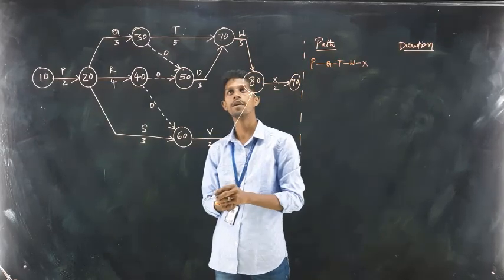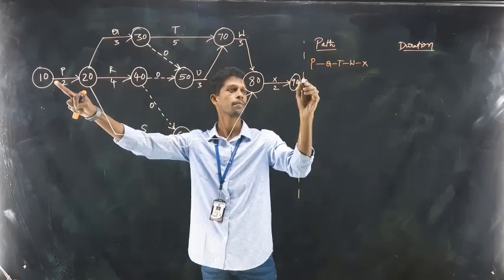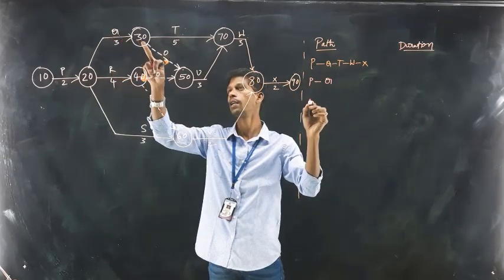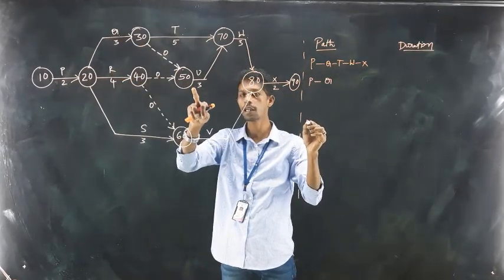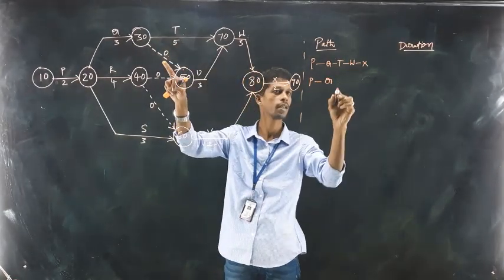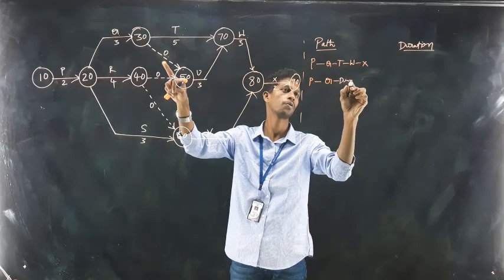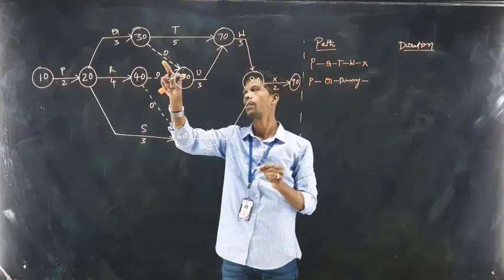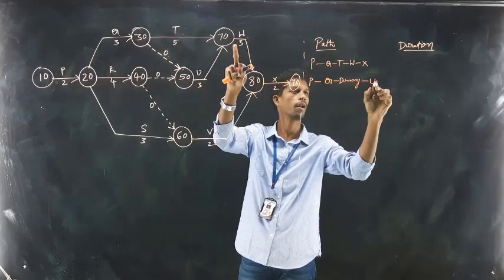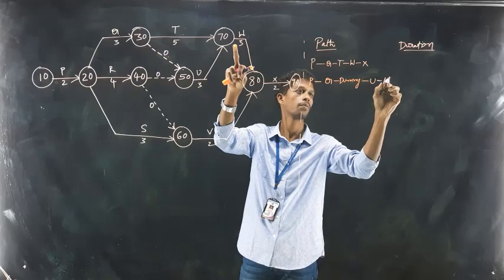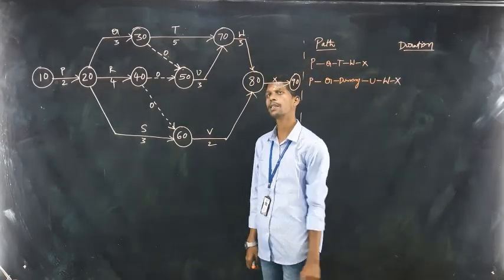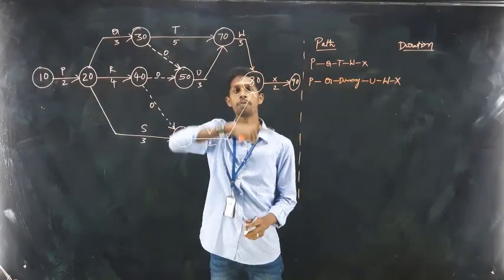Then the second one: P followed by Q, and from Q there is a dummy activity between Q and U. After the dummy activity it goes to U, then W, then X. This is the second path. The topmost paths are completed.